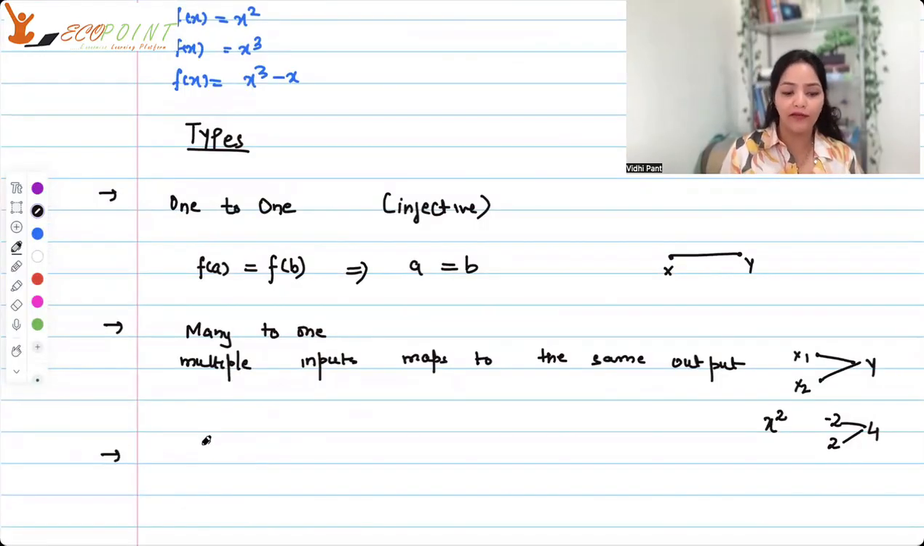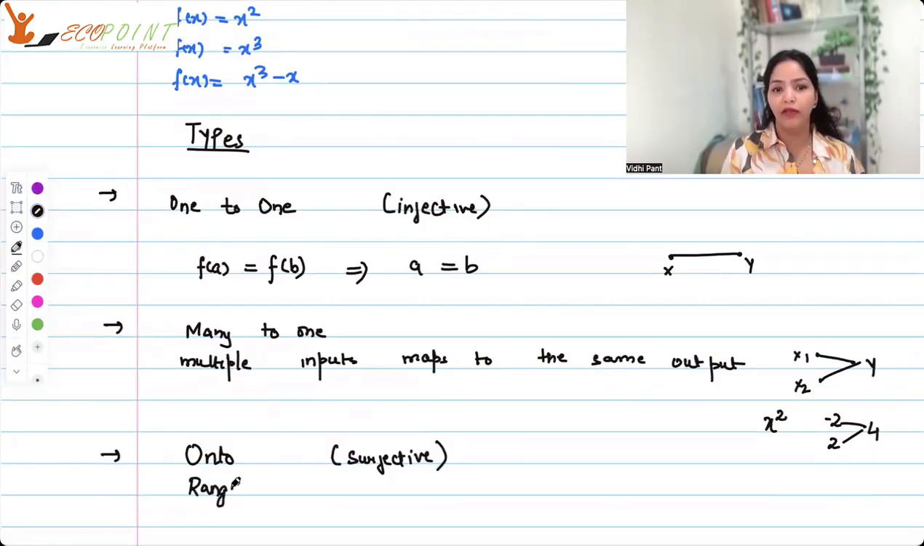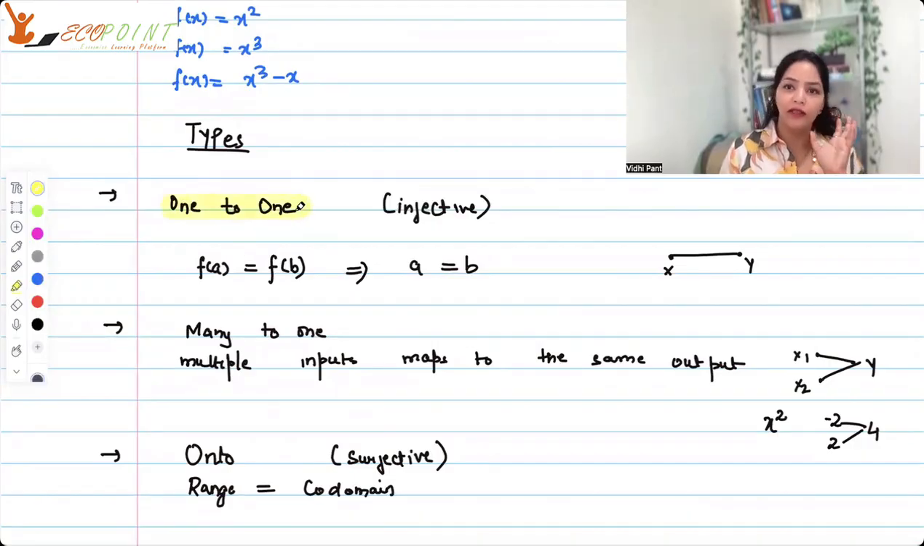Then you also have something called onto. Onto is also known as surjective. Now, what is a surjective function? A surjective function is where your range is equal to the codomain. So, in types of functions, what have we mentioned? One-to-one, where distinct elements in the domain are mapping to distinct elements in the codomain. Many-to-one, multiple inputs, just a single output. Onto, that means range is equal to the codomain.